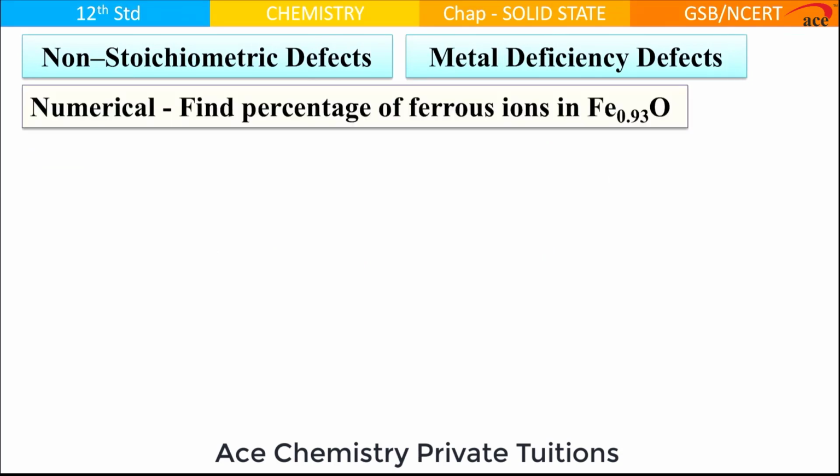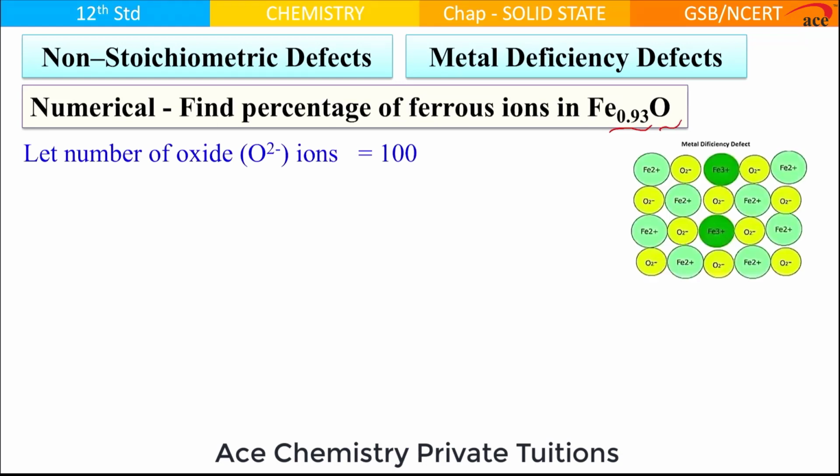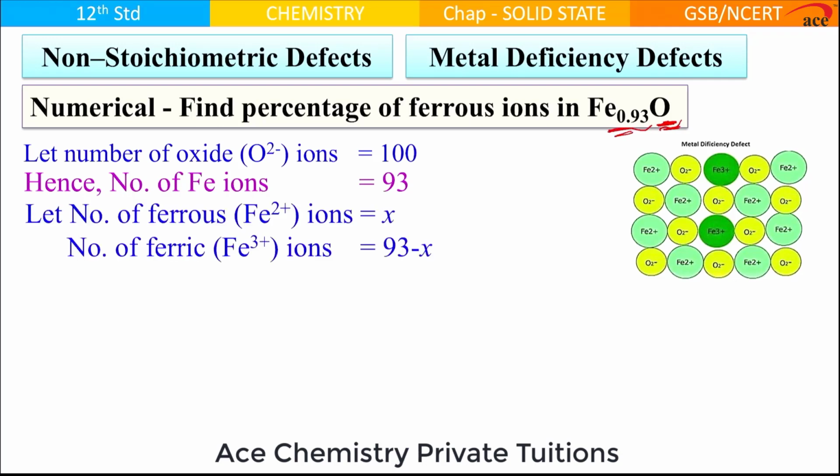Numericals based on metal deficiency defect, in which metal is lesser in number than an ion. In this case, let the number of oxide ions be 100. If oxide ion is 100, then we know this type of deficiency defect is there because system contains both ferrous as well as ferric ions. So, if oxide ions are 100, Fe is 93. If Fe is 93, let ferrous be X. But why ferrous X? Because they are asking for ferrous. Then how much will be ferric? 93 minus X, because total Fe ions are 93.